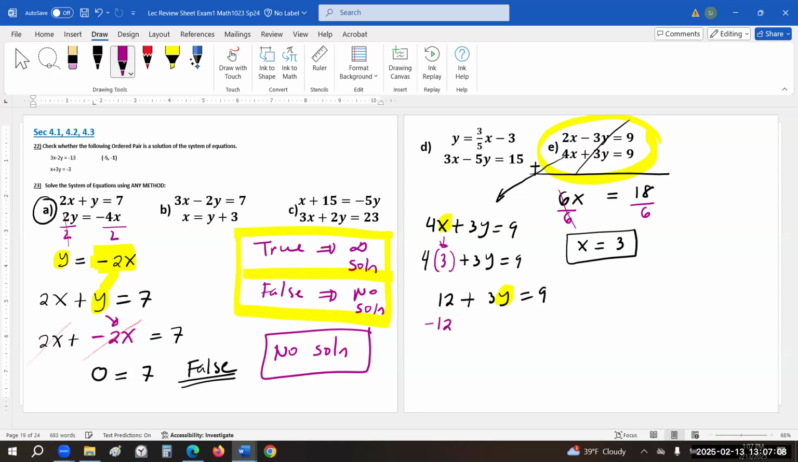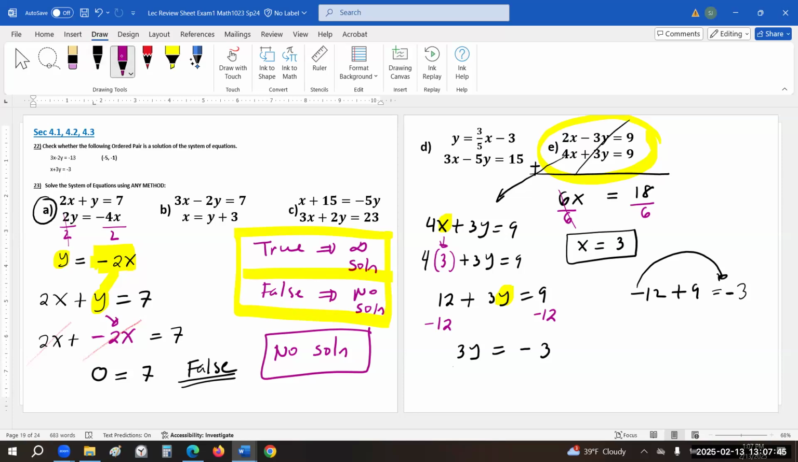Subtract. So subtract 12 from both sides. We get 3y equals 9 minus 12. How much is 9 minus 12? Negative 3. You can't write it as 12 minus 9. No, because 12 has a negative sign. So it's negative 12 plus 9. It is 12 minus 9, 3. But we take the sign from the bigger one. Our bigger number has a negative sign, so the answer has to be negative 3.